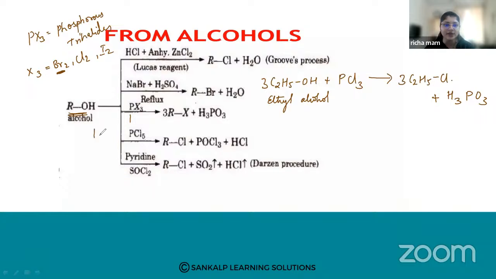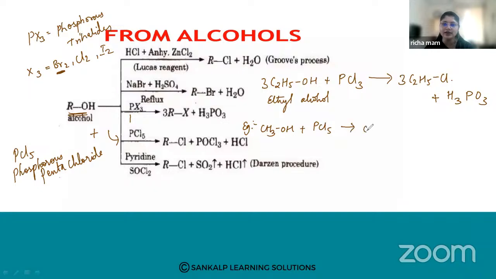Next is the second method. When you treat alcohols with phosphorus pentachloride, penta means 5, what will you obtain? Chloroalkane plus POCl3 plus HCl. If I take R as CH3, for example CH3OH plus PCl5, I'll obtain CH3Cl plus POCl3 plus HCl. So these are the 4 reactions we have seen till now.